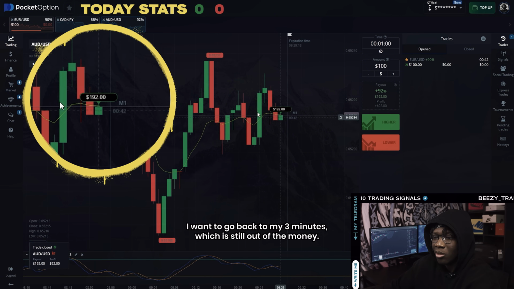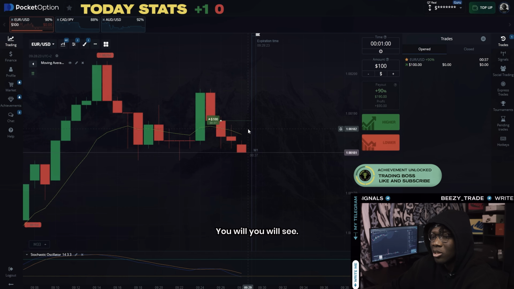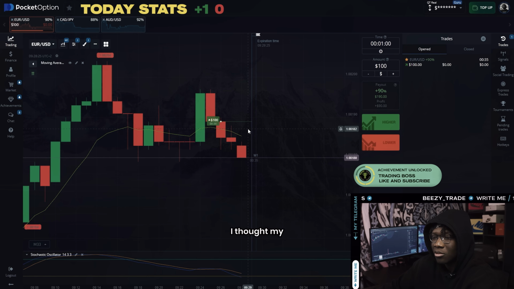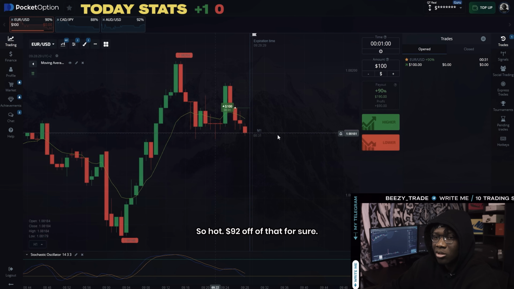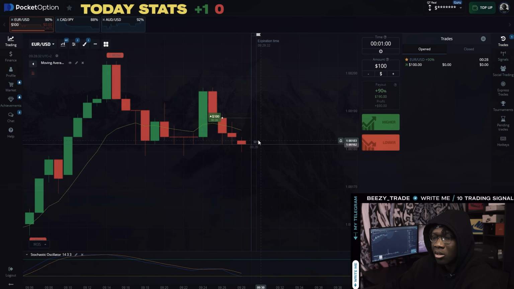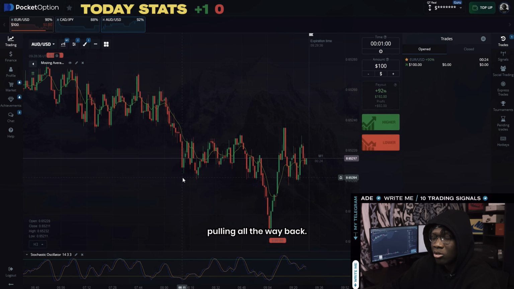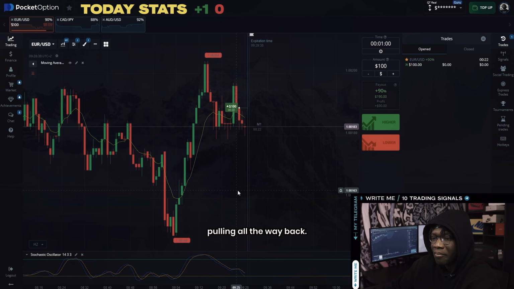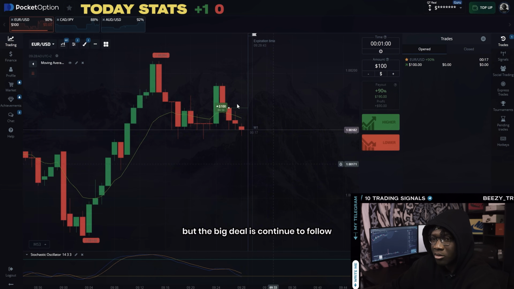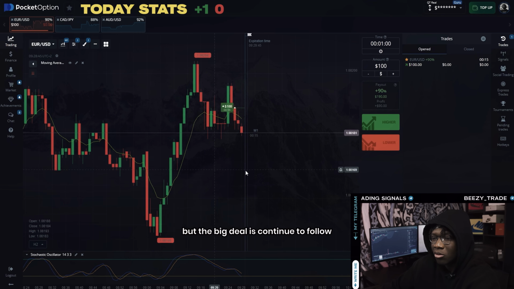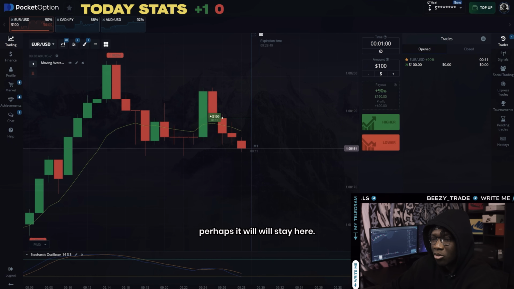So we've got about 12 seconds. I want to go back to my 3 minutes, which is still out of the money, even USD. I thought my trade was good. So we got $92 off of that for sure. And you can see here, market drilling all the way back. Missed opportunity on our part, but no big deal. Let's continue to follow Australian dollar USD, or perhaps maybe we'll stay here.